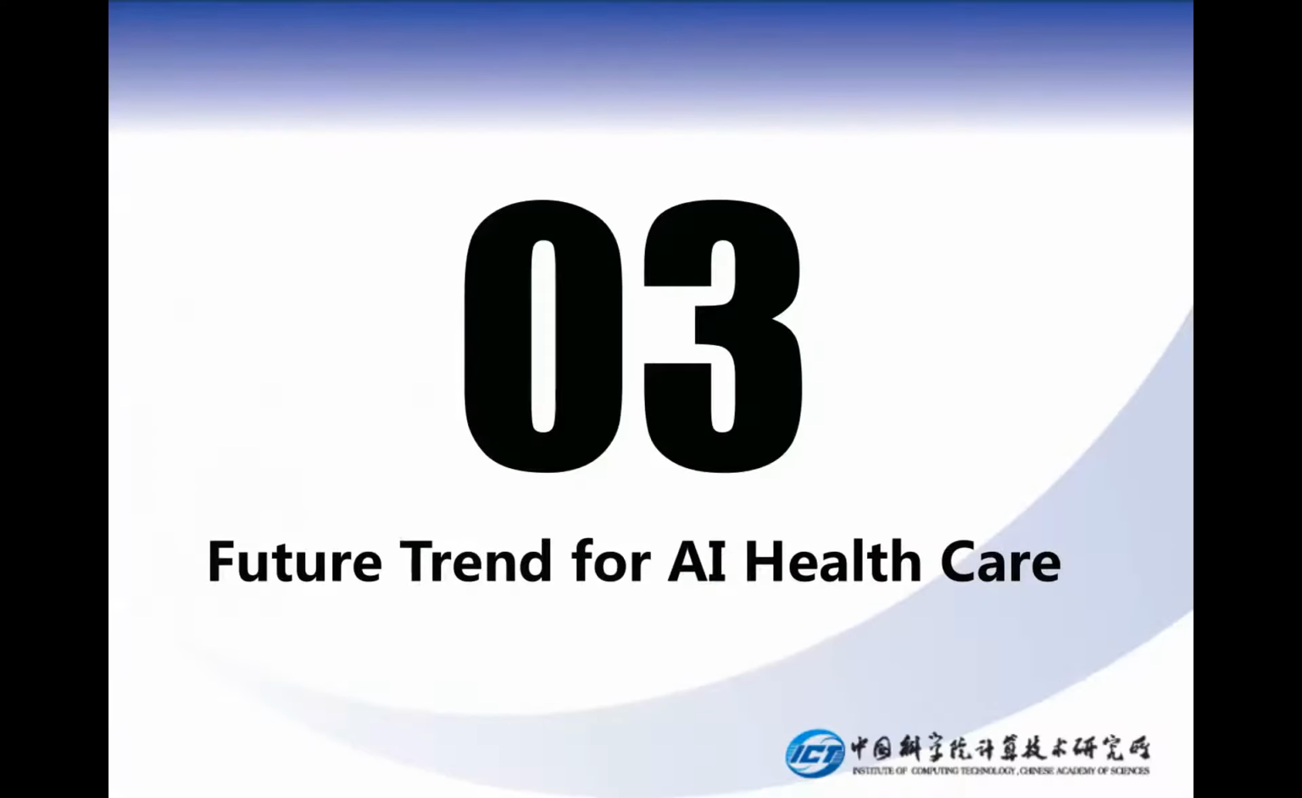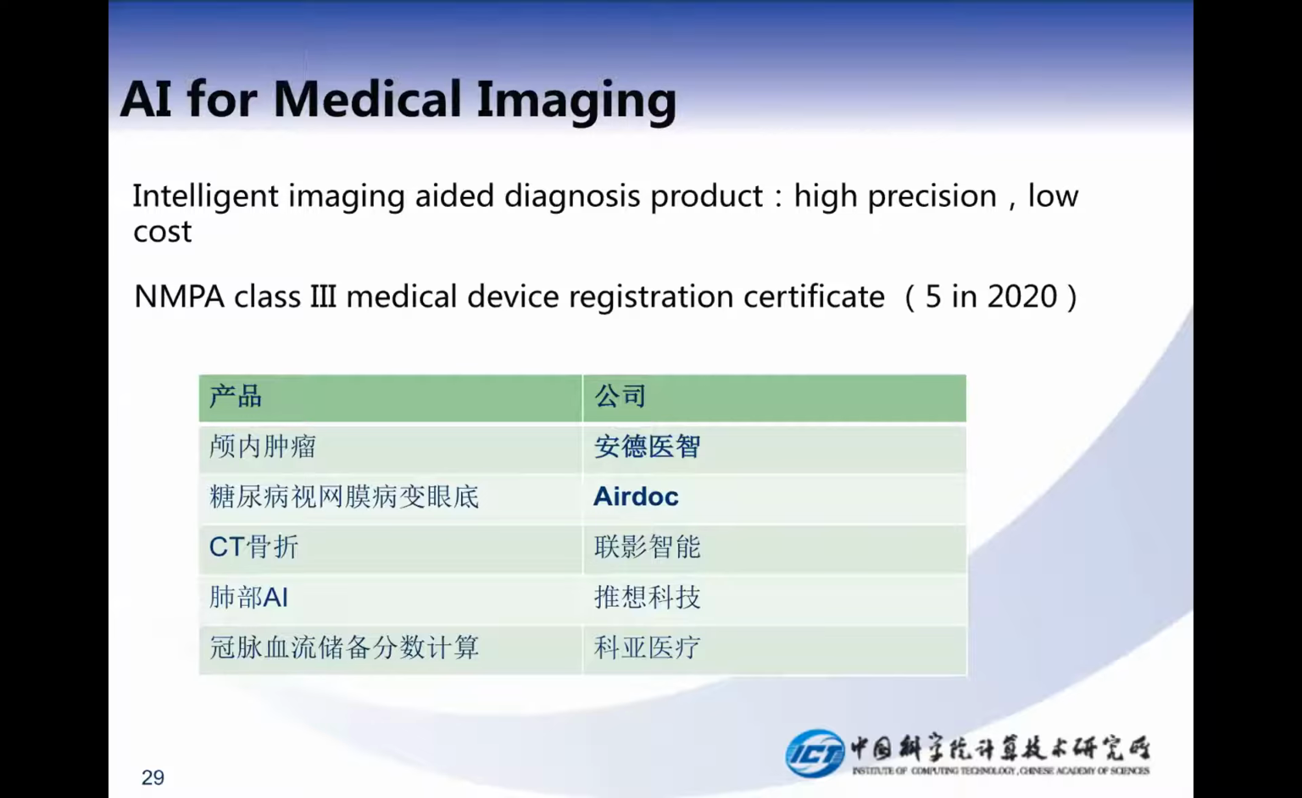Then the future trend of AI healthcare. I think in the coming years, AI will be rapidly developed in 2 areas. The first area is AI for medical image. I think more and more intelligent image-aided diagnosis products will be proposed and used in the market. This is because of the Chinese government's support in policies. Right now, the Chinese government has facilitated the process of certificate approval.